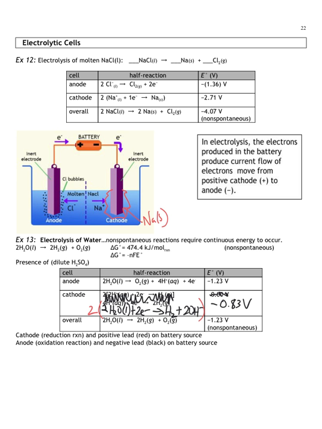And the voltage ends up being negative 2.06 volts. And with a negative E voltage, you can see that this reaction is non-spontaneous. Thus, we need a battery.